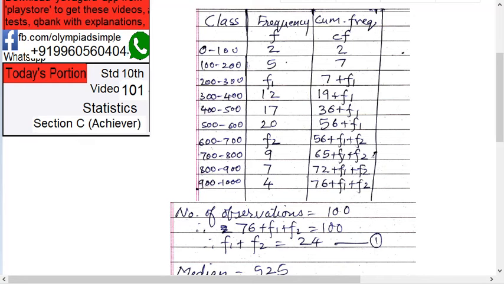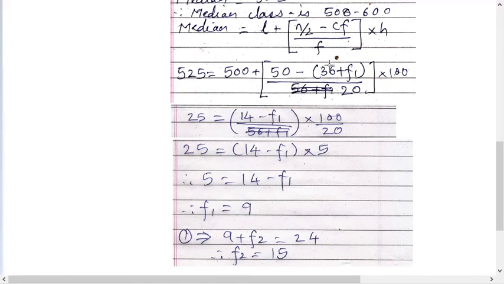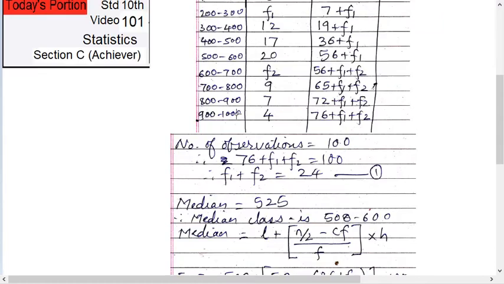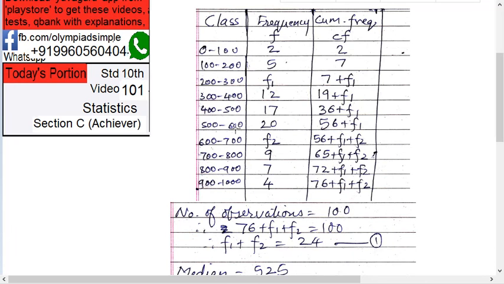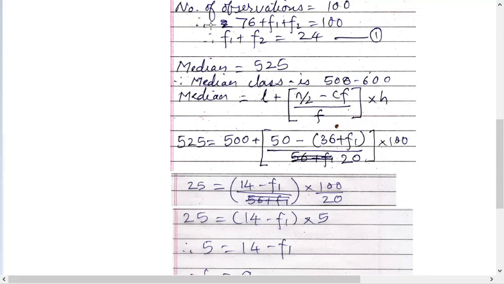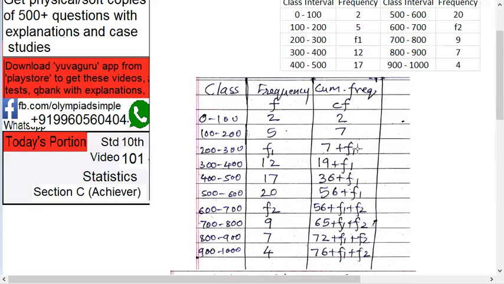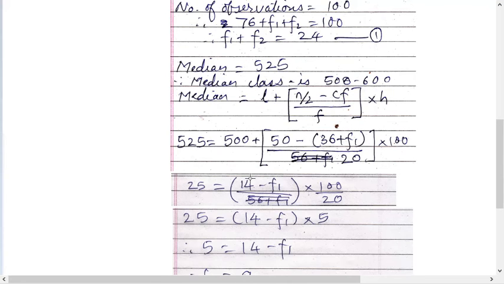That much cumulative frequency we have to take. So 36 plus f1, upon f. f is the frequency of the required interval. So 500 to 600 is the required interval, so f is 20. Okay. Into h. h is the class width, the difference, that is the same for all: 0 to 100, 100 to 200, 200 to 300. It's the same. So now just input the values.